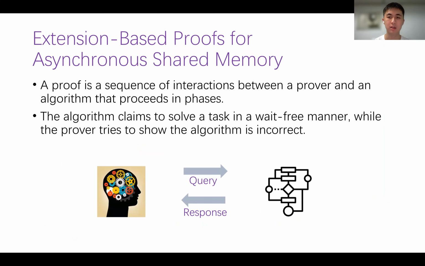Before presenting our class of proofs, I want to quickly review the definition of extension-based proofs from the paper Why Extension-Based Proofs Fail. An extension-based proof is a sequence of interaction between a prover and an algorithm that proceeds in phases. The algorithm claims to solve a task in a wait-free manner, while the prover tries to show the algorithm is incorrect.